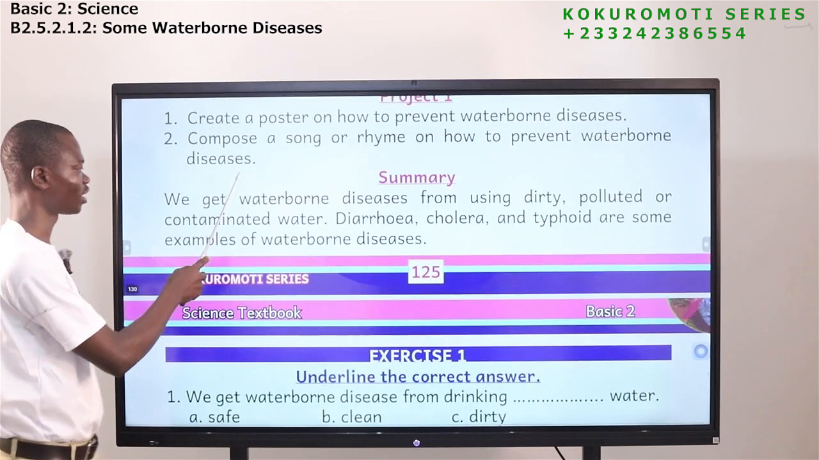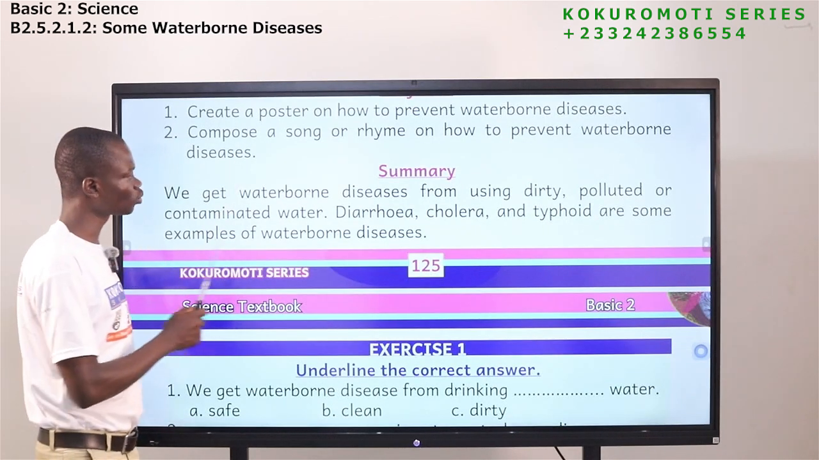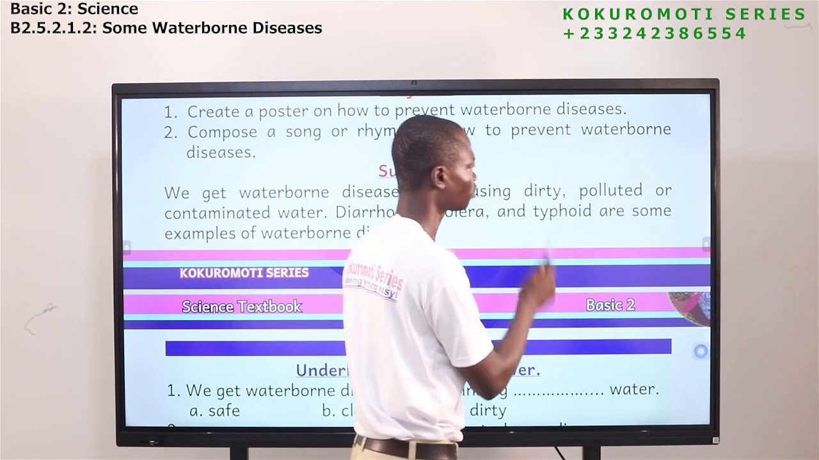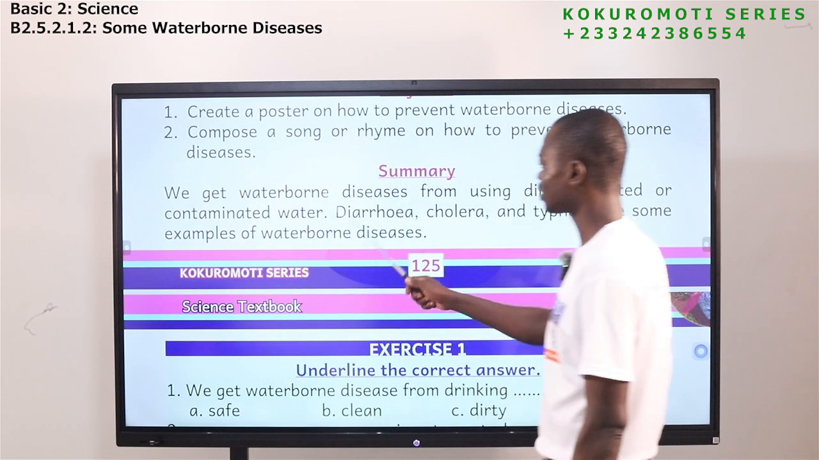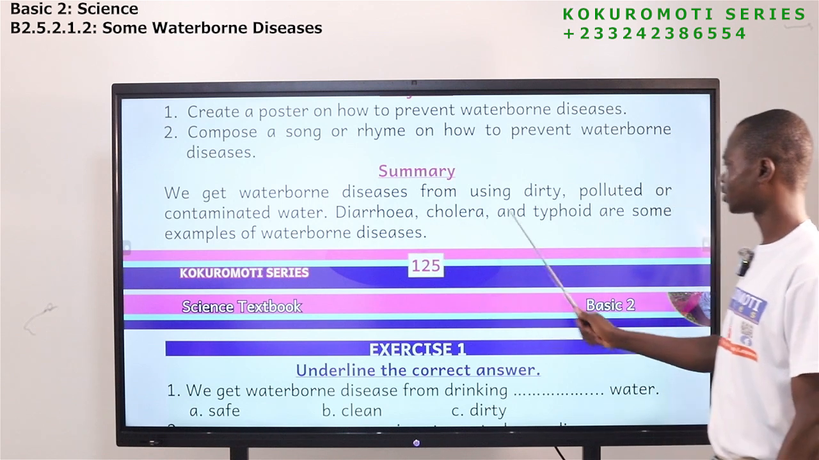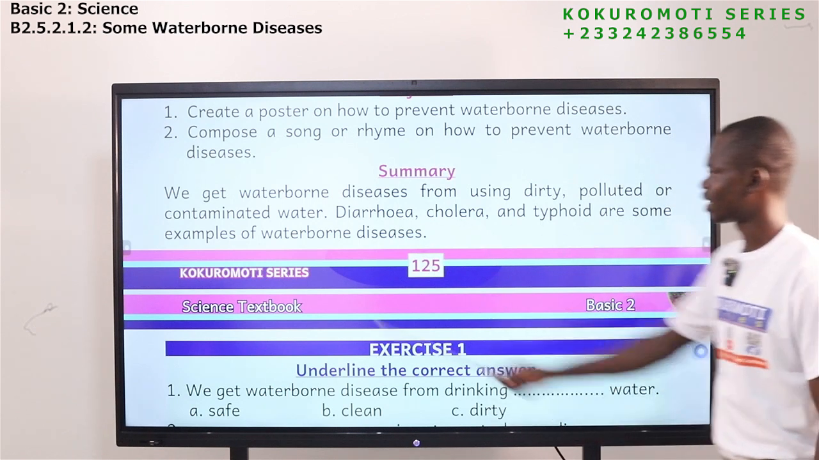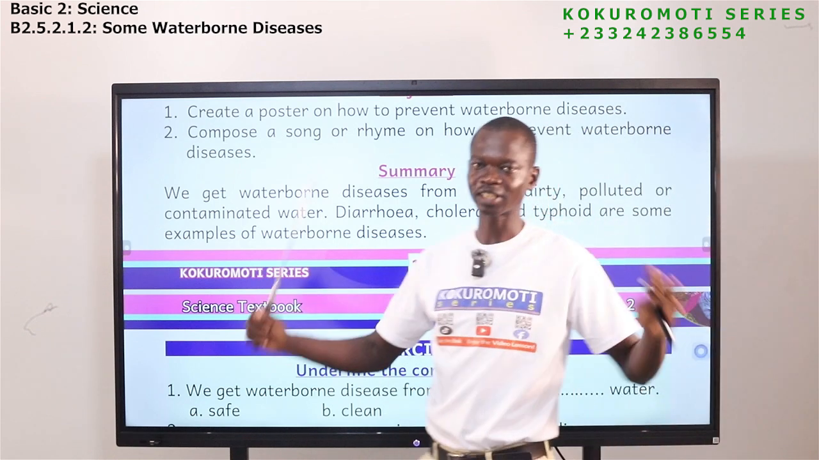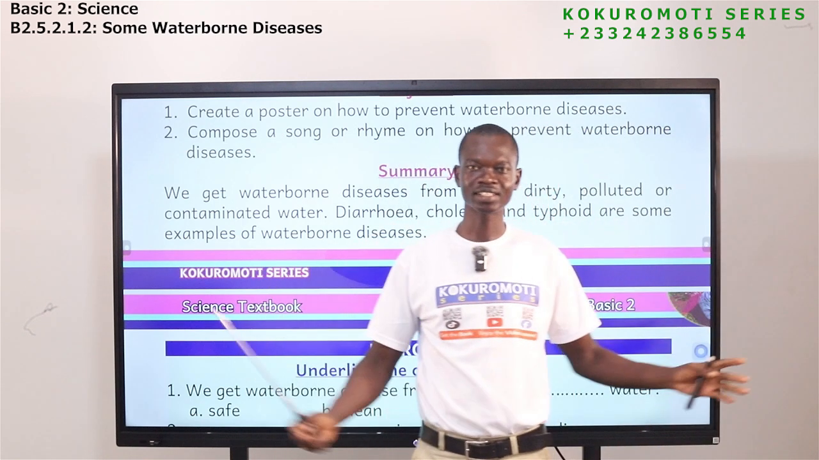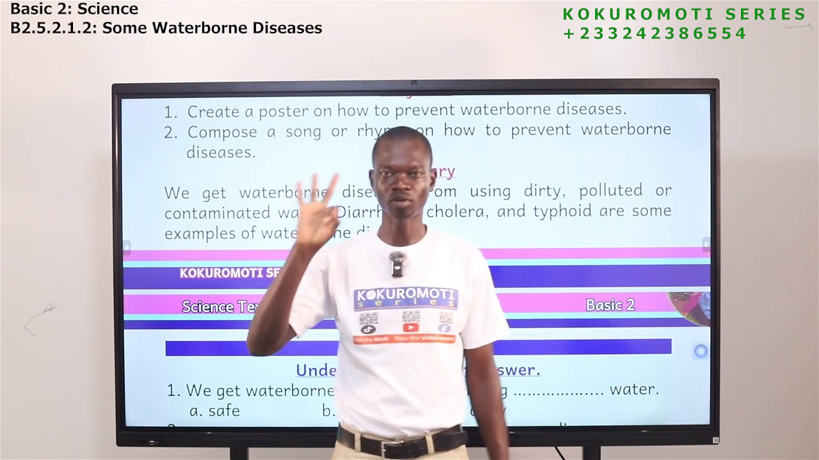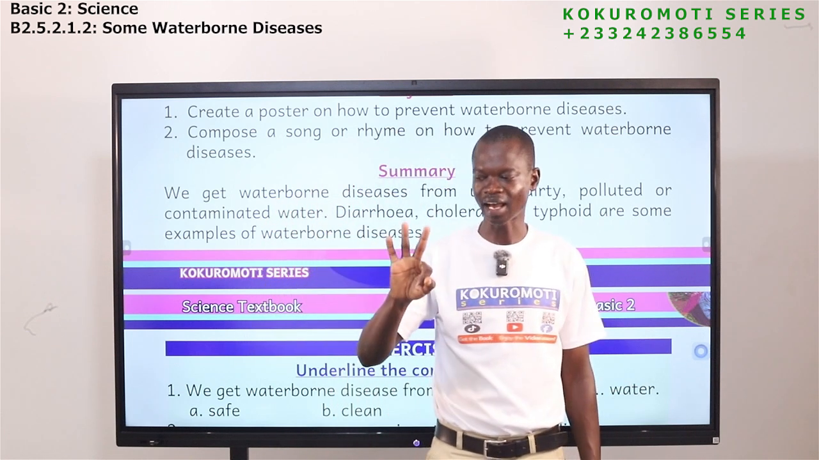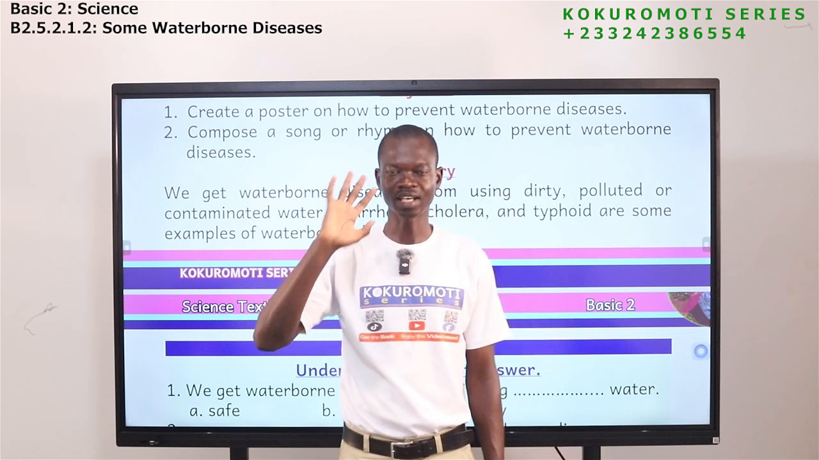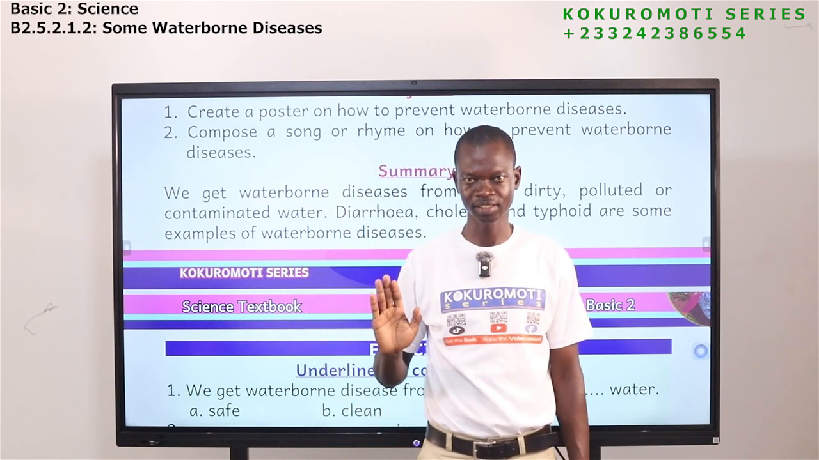Now, in summary, what have you learned today? We get waterborne disease from using dirty, polluted, or contaminated water. Diarrhea, cholera, and typhoid are some examples of waterborne diseases. So today we have learned about waterborne diseases. We have seen 3 examples of waterborne diseases, and they are diarrhea, cholera, and typhoid. These are the 3 that today we have learned.